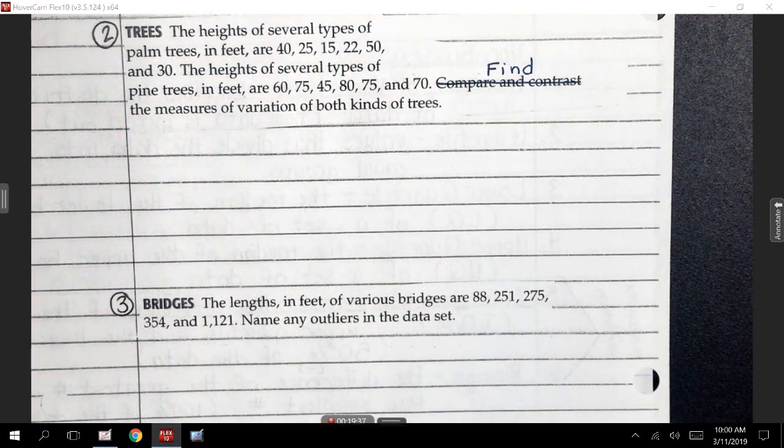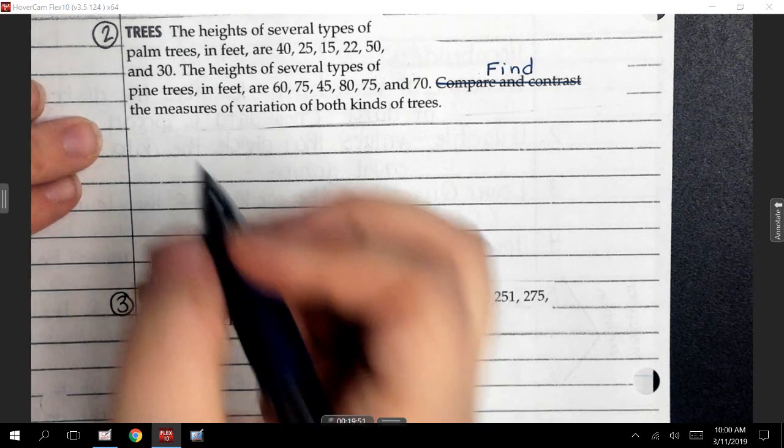We are just going to find. In the 7th grade, you'll be doing more comparing and contrasting. For the 6th grade, we just need to be able to find each number. That is our goal for 6th grade. In the 7th grade, you'll go into the depth more. You'll talk about what all of them mean more. All right? Okay, so let's start with palm trees.